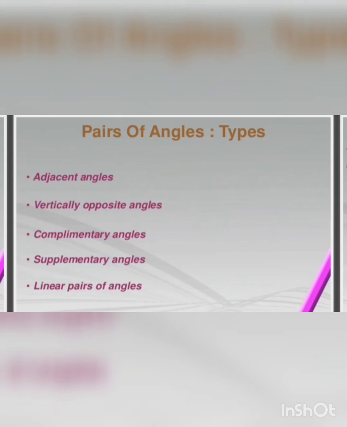Next is pairs of angles and their types. So see here children, there are adjacent angles, vertically opposite angles, complementary angles, supplementary angles and linear pair of angles. So let us know about them.